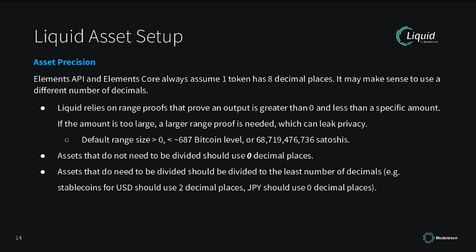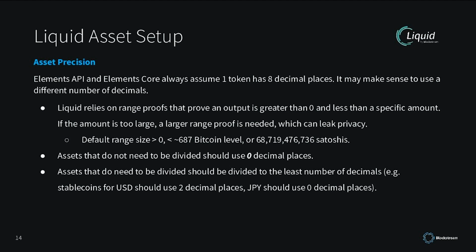And part of the reason why we want to do this is the confidential transactions in Liquid rely on something called a range proof. A range proof will prove that each output is greater than a certain value and less than another value. In this case, it's making sure that you have at least one Satoshi and it's less than 68,719,476,736 Satoshis. That's a pretty big number.